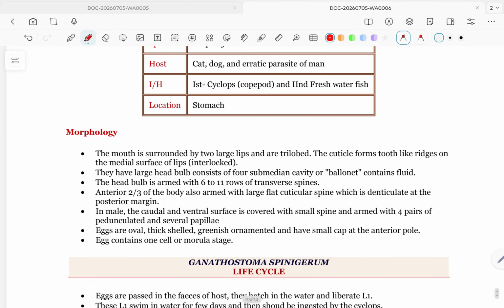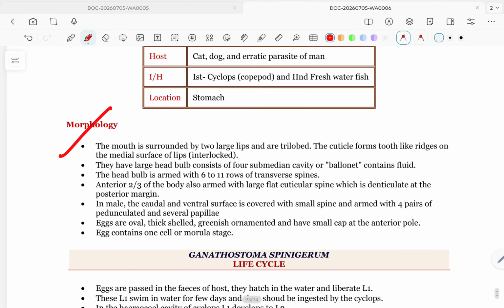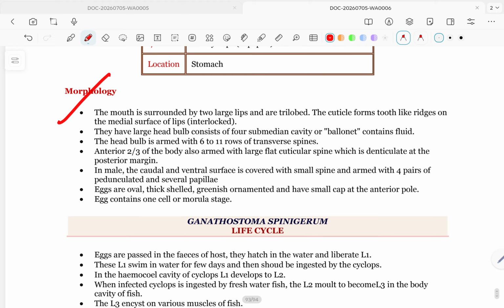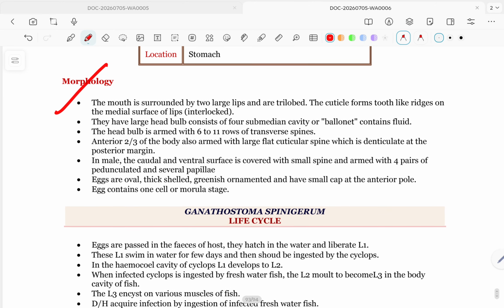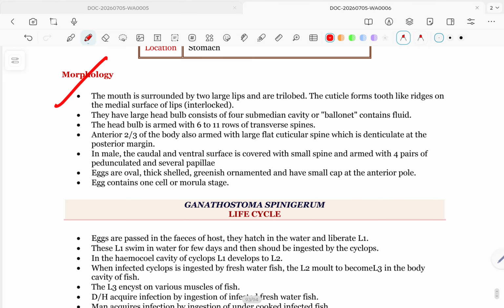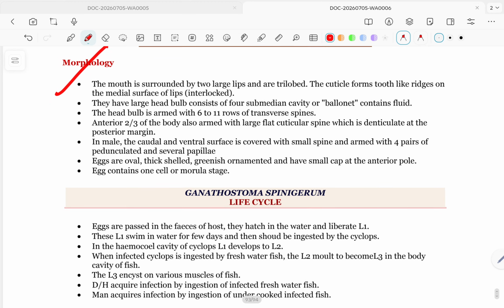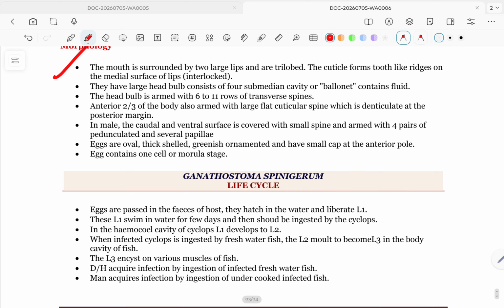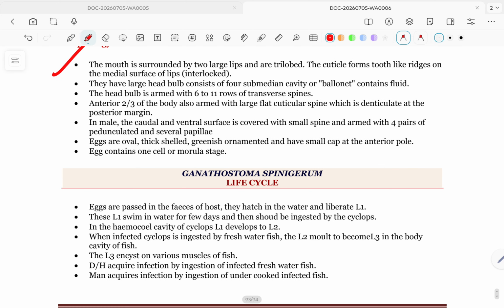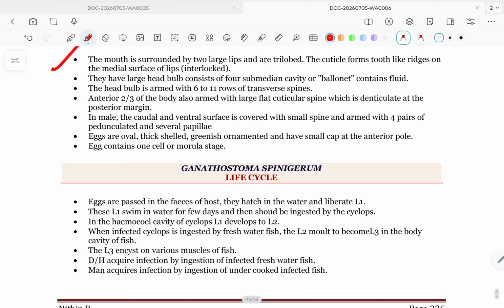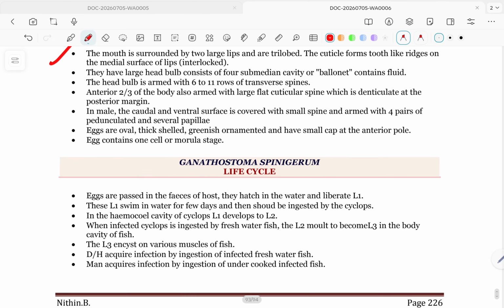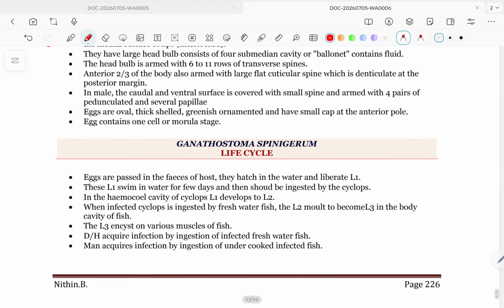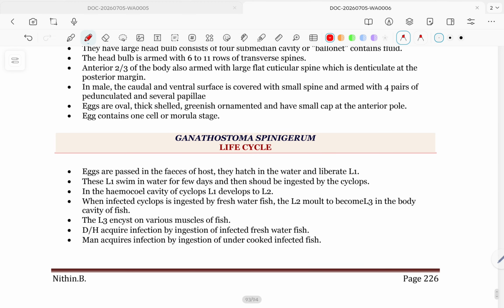Location: stomach. Morphology. The mouth is surrounded by two large lips and they are trilobed. The cuticle forms tooth-like ridges on the medial surface of the lip, interlocked. They have a large head bulb consisting of four or so median cavities or ballonets containing fluid. The head bulb is armed with 6 to 11 rows of transverse spines. The anterior second and third of the body are also armed with large flat cuticular spines which are denticulate at the posterior margin.